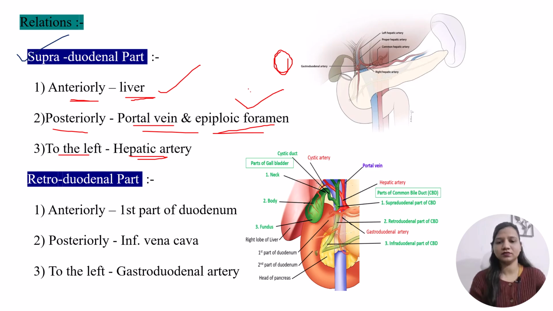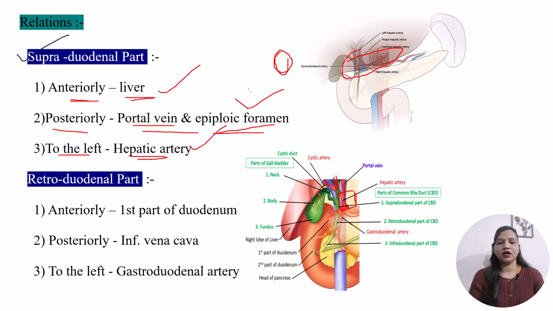Let me erase this so you can understand it better. To the left you can see an artery on the left side of the supraduodenal part of the bile duct, which is the hepatic artery. So the supraduodenal part is related anteriorly with the liver, posteriorly with the portal vein, and to the left with the hepatic artery.